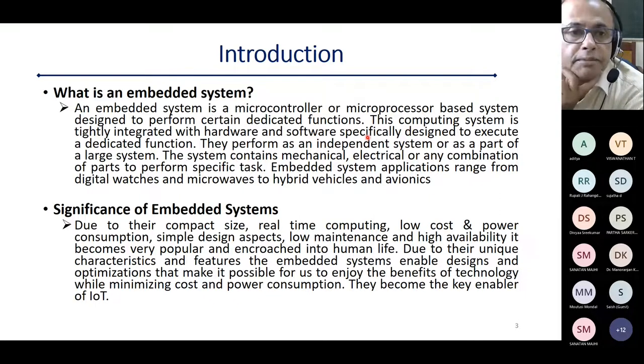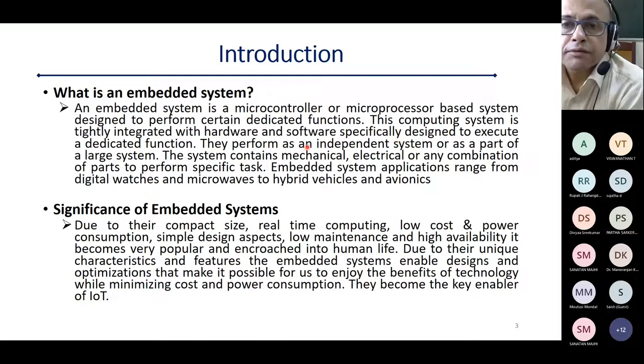This computing system is tightly integrated with both hardware and software, specifically designed to execute the dedicated function. This microprocessor based hardware-software system can be an independent system or a part of a larger system. The LOC part may contain a mechanical part, an electrical part, or any combination of parts to perform the specific task.